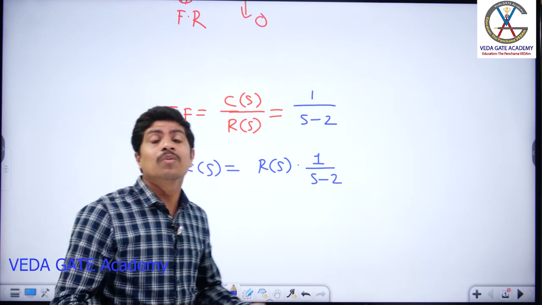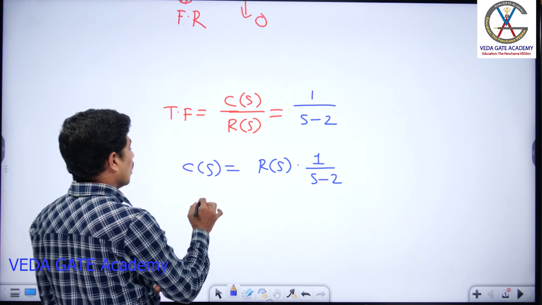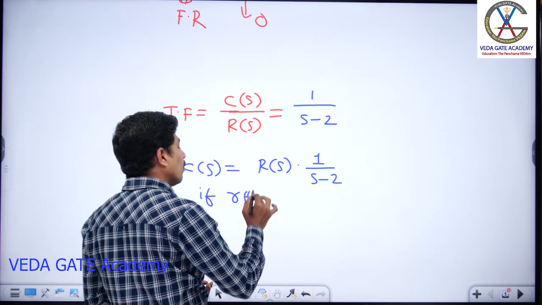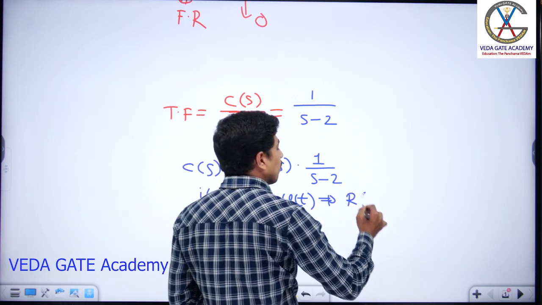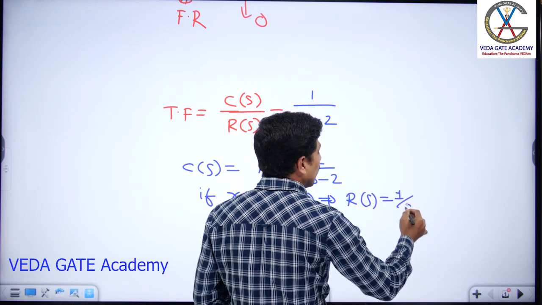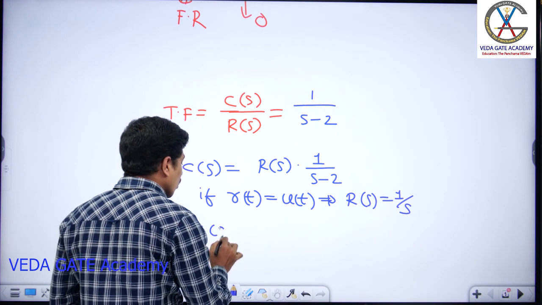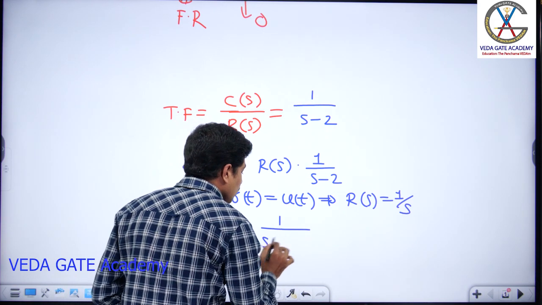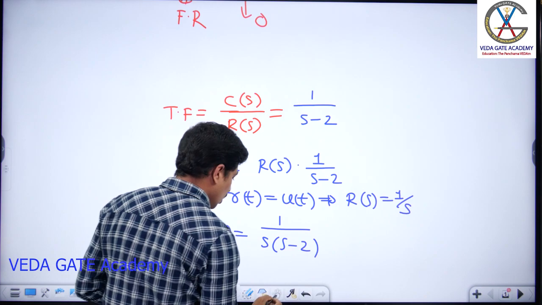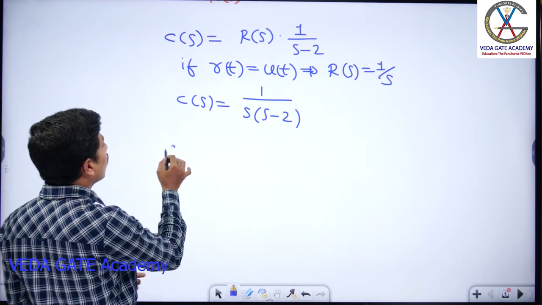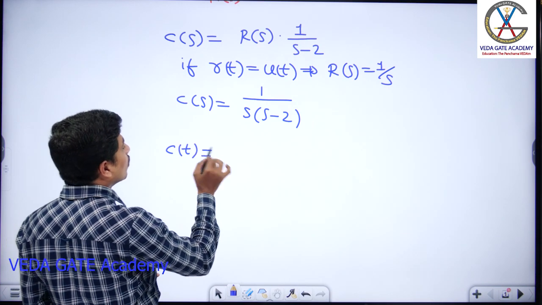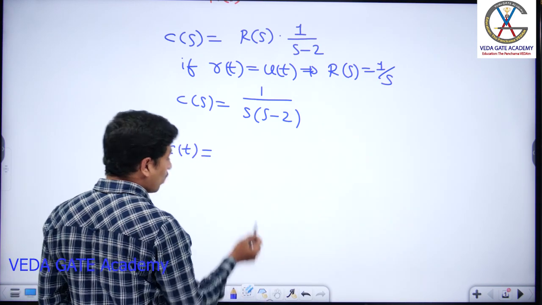Let's imagine the input we are taking is a unit step. If the input in time domain is a unit step, then what is R of S? R of S is 1 by S. Substitute there. C of S is equal to 1 by S into S minus 2. Observe, 1 by S into S minus 2. Now I want to find C of t. For that, we need to apply inverse Laplace.